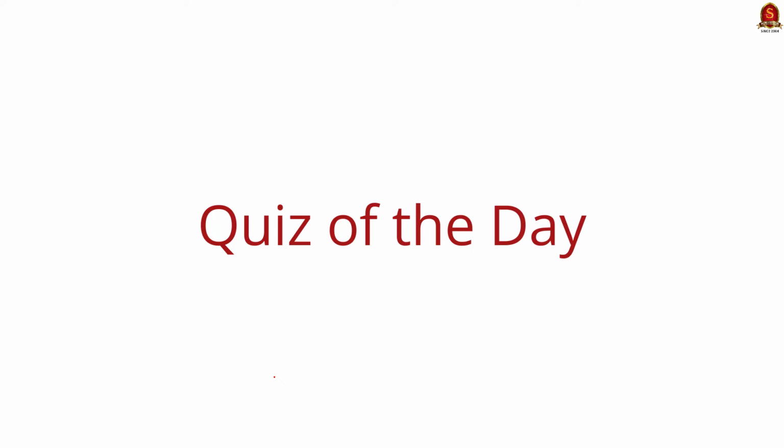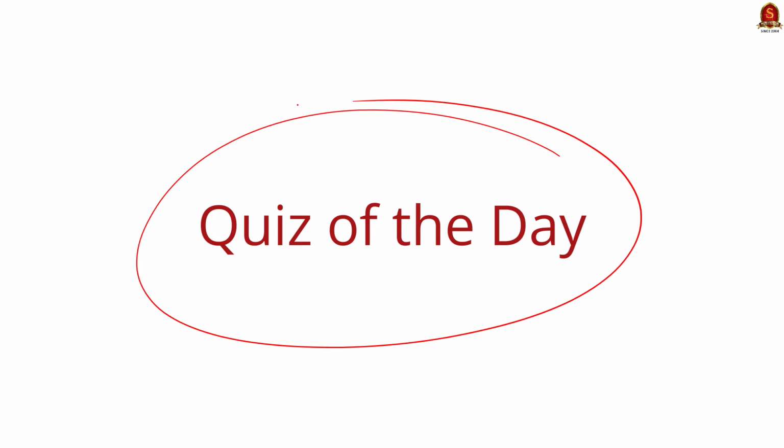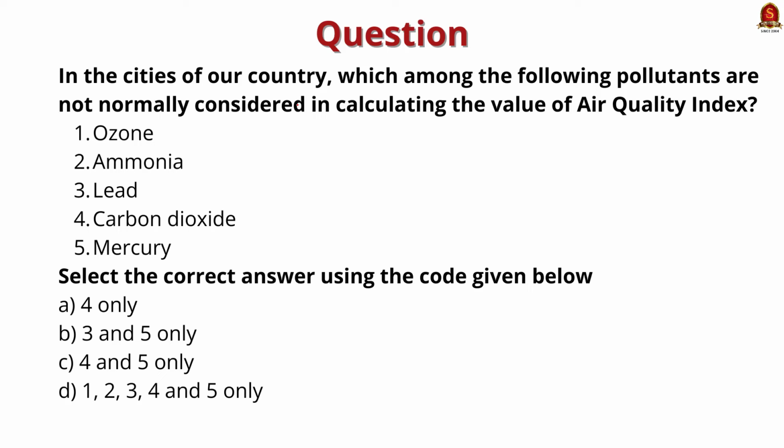With this, let us move on to the next part of our video, that is to discuss the preliminary practice questions. Today, I am having 3 questions. Let us solve them one by one. Look at this first question. In the cities of our country, which among the following pollutants are not normally considered in calculating the values of Air Quality Index? See, here the list of pollutants is given, and we have been asked to see which all will fit under the AQI.